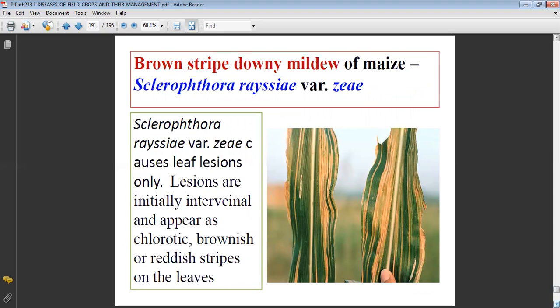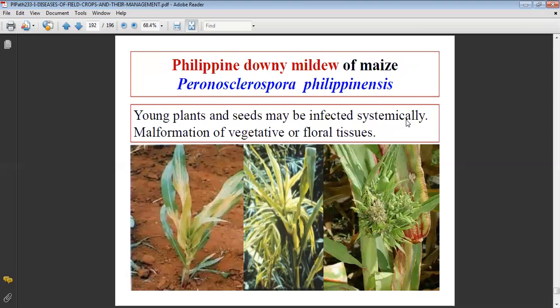Here we have another disease, brown stripe disease of maize, caused by Sclerophthora rayssiae variety zeae. As the word says, stripe, you can see stripes formed on the leaf. So, the causal organism is Sclerophthora rayssiae variety zeae. What happens? Leaf lesions appear brown, chlorotic, brownish and red stripes on the leaf.